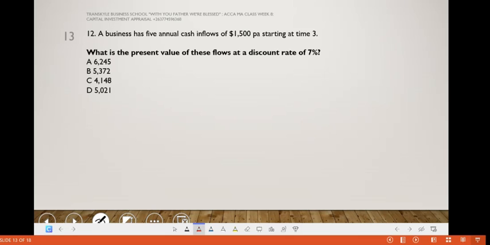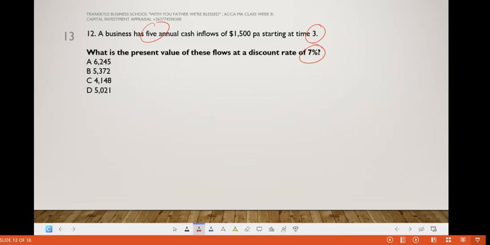The last question, I said, is number 12. Let us see what this question brings. A business has 5 annual cash inflows of 1,500 per annum starting at time 3. What is the present value of these flows at a discount rate of 7%? So the annual cash inflows are 5, starting at time 3. Starting at time 3 simply means at the beginning of time 3.